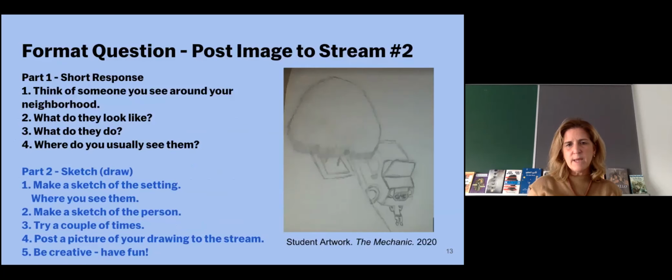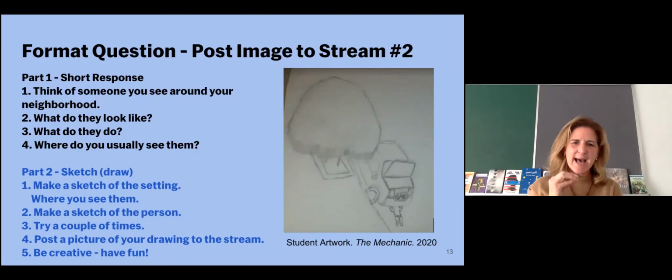Next piece. The next way I used it was I asked the students to watch Francis's video and do exactly what he said. If you notice, the words are word for word what he said in the video. Think of someone you see around your neighborhood. What do they look like? His exact words. So this is reinforcing language. And then ask them to make a sketch.